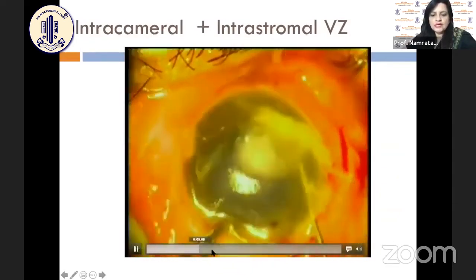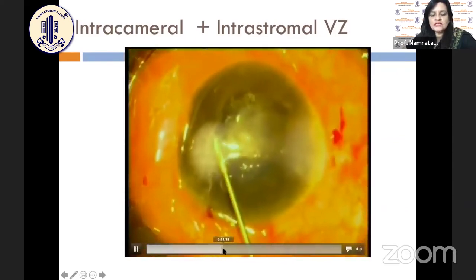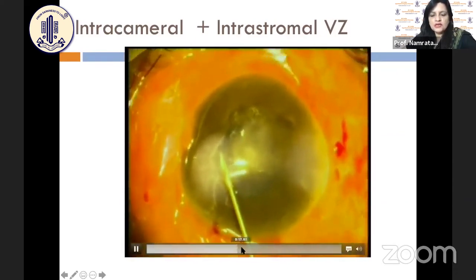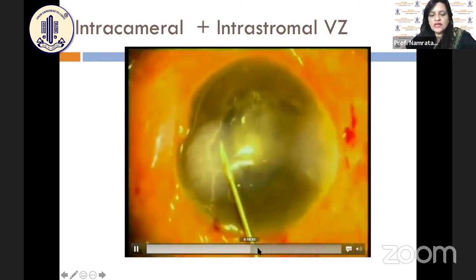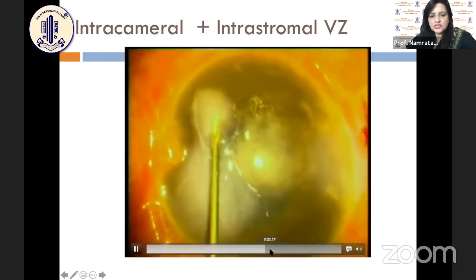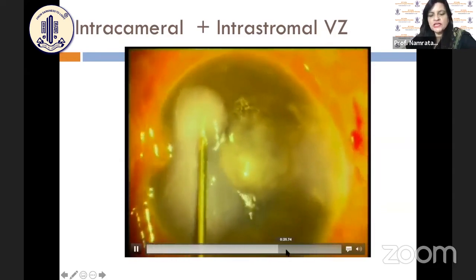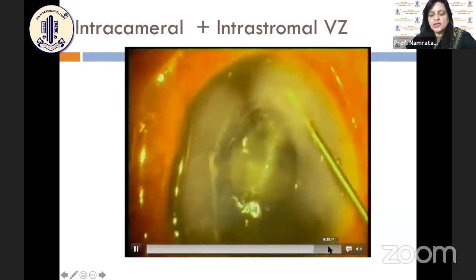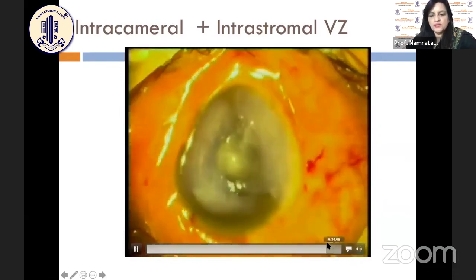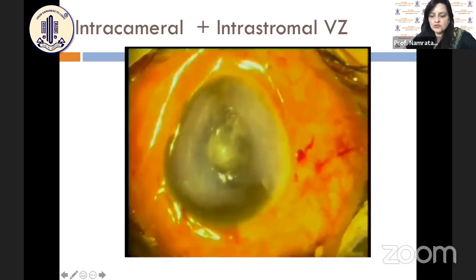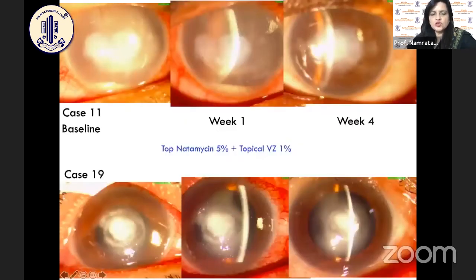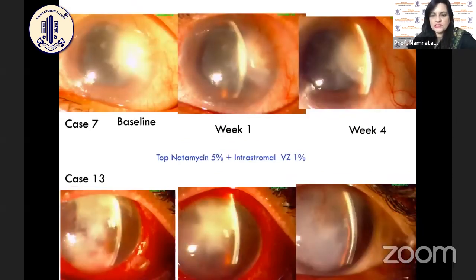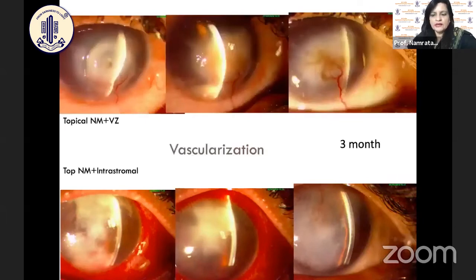There is no big deal about it. You just wash the anterior segment, the anterior chamber with the antifungal drug, and then give intrastromal injections, which are given with a 30 gauge needle in an area which is relatively clear, where it is not so thinned out, and the reflex is very much like the reflex of a phaco wound hydration. And this is just to show the cases from that study: topical natamycin and topical voriconazole, topical natamycin and intrastromal voriconazole. And vascularization, when both the groups were compared, was found to be comparable.